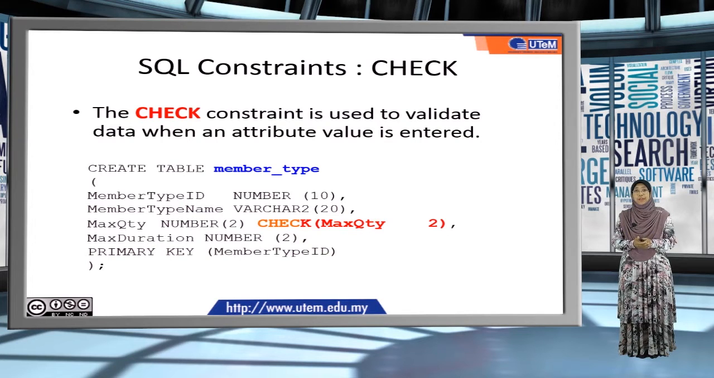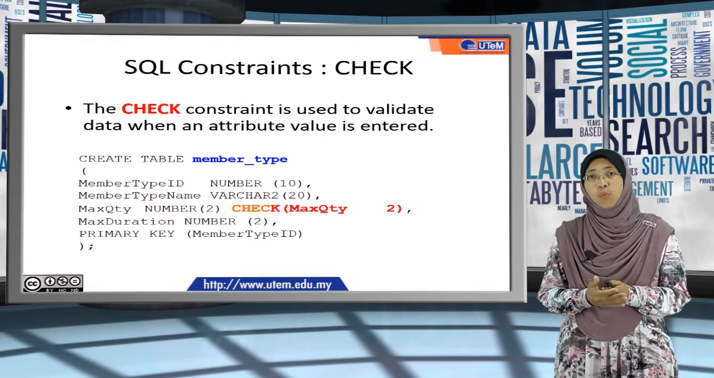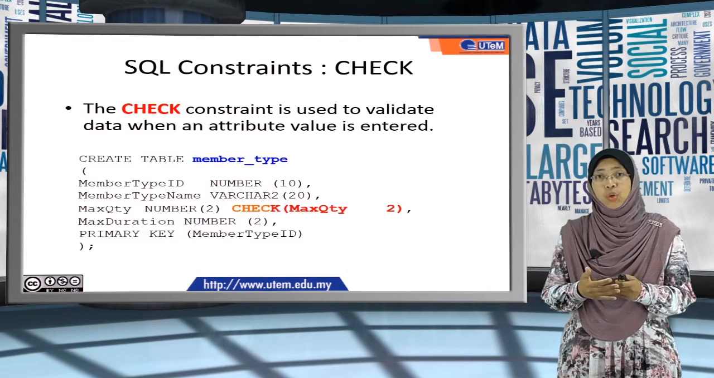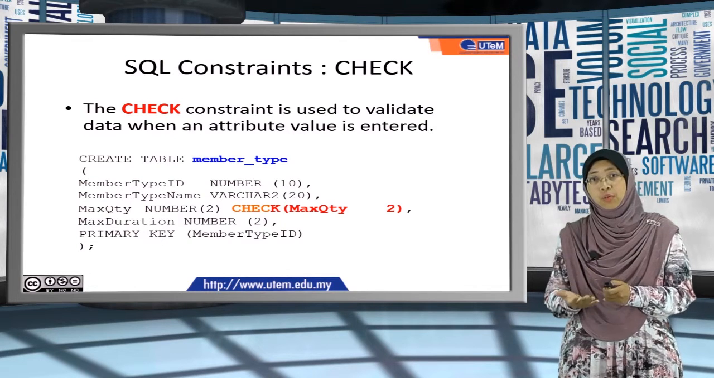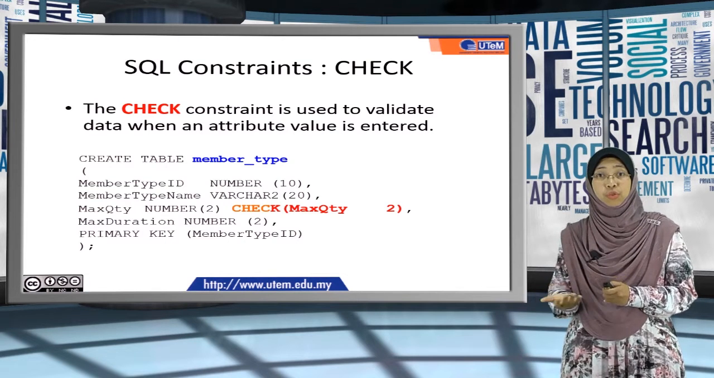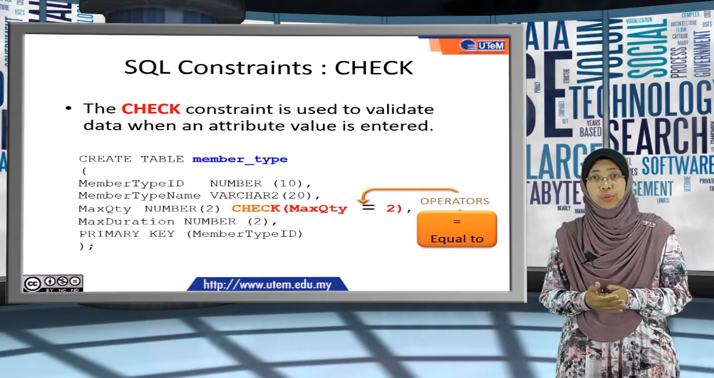The check constraint ensures that updated or inserted values meet specific conditions, such as limiting the value range that can be placed in a column. Note that a check constraint can also be used together with comparison operators. In this example, let's say we want to set 2 as the maximum quantity of books that can be borrowed by a member type staff. So we can add the constraint by writing the SQL command check followed by the expression max quantity equals to 2. This code contains a comparison operator called equal to.